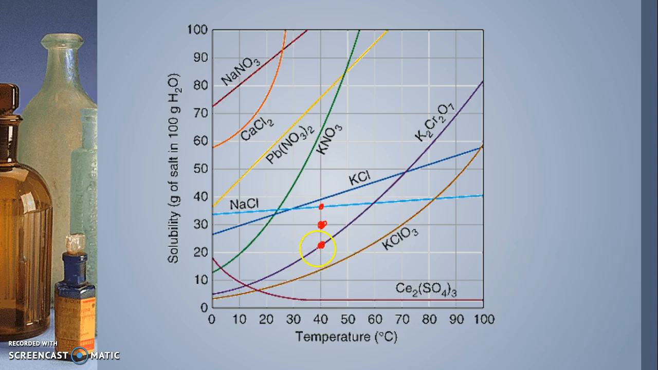If I had exactly 23 grams in 100 grams of water at 40 degrees Celsius, K2Cr2O7, then that would be considered a saturated solution because the dot sat on the line.